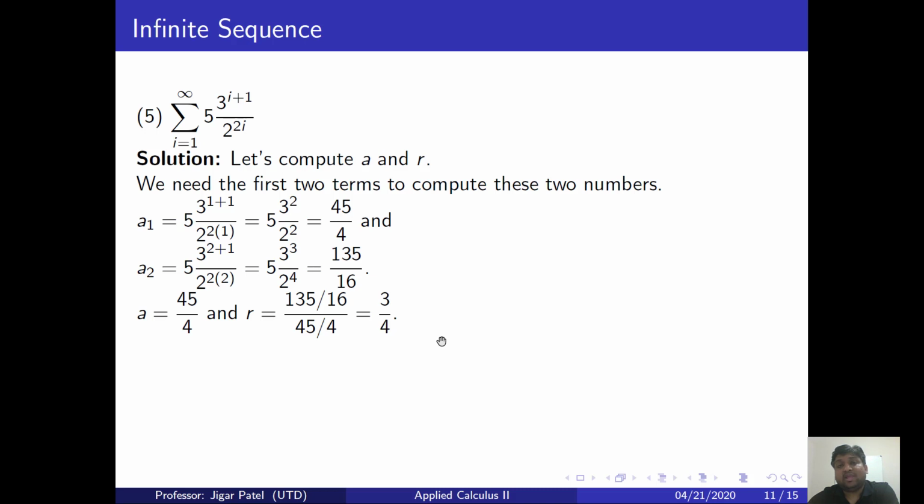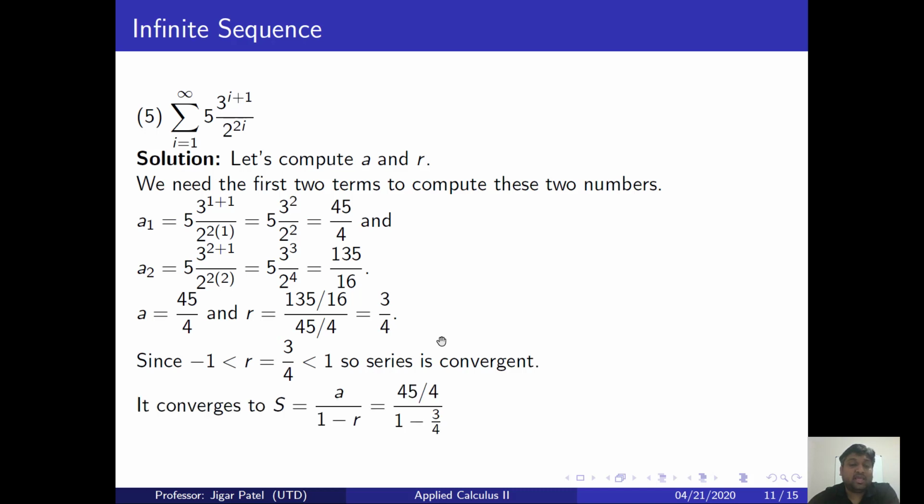Clearly R is between -1 and 1. The series is convergent. All right, it converges to A over 1 minus R. So the infinite sum S is going to be A over 1 minus R. Plug in the values of both of them: 45 over 4 divided by 1 minus 3 by 4. Okay, 1 minus 3 by 4 is 1 by 4.